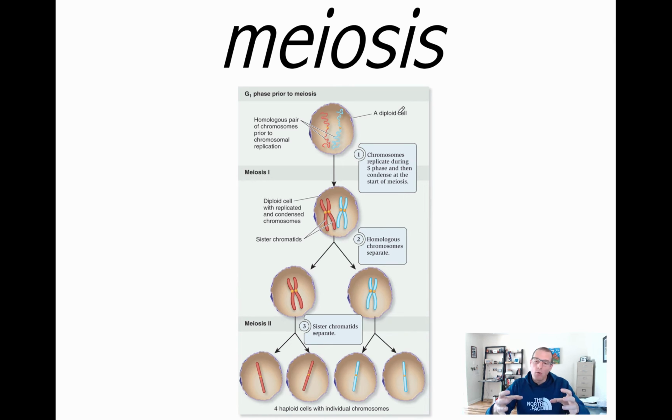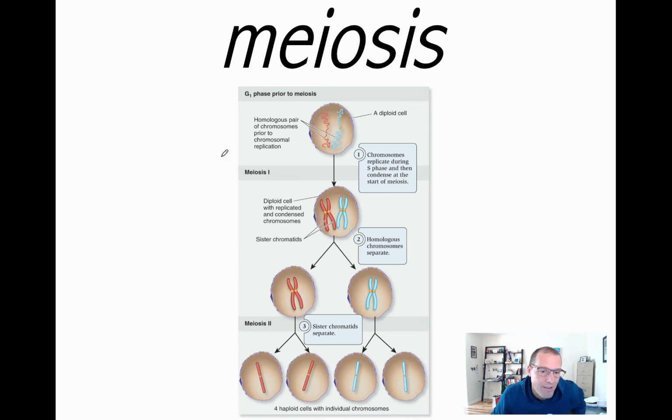So we're going to go 46 in G1, S phase is going to give us 92 in G2, then we're going to do a division which is basically going to give us 46, and then we're going to do another division which is going to give us 23. And so that means we're going to get 4 cells, each with 23 chromosomes. So we're going to split this into meiosis 1 and meiosis 2.